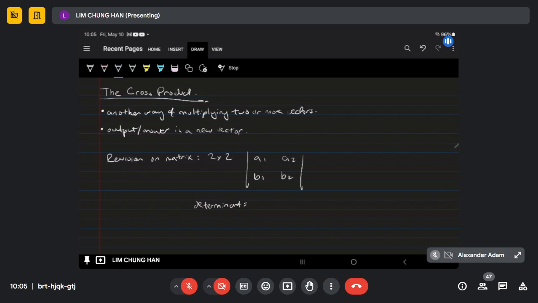You multiply A1 with B2, and what else? And then A2 with B1, and then one minus the other. Remember this? You've done this before, right?